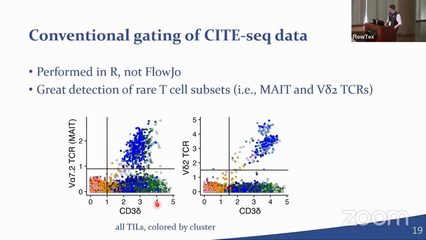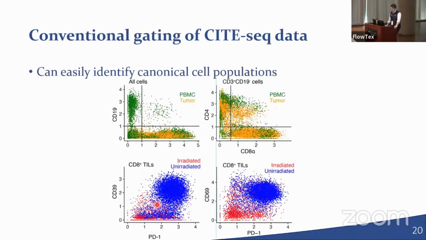And so this was done in R, not in FlowJo. I don't know if it's possible in FlowJo, but it might be. And like I said, you can conventionally gate this just like anything else. So this is looking at all cells. This is CD19 versus CD3. I don't know where my label went.